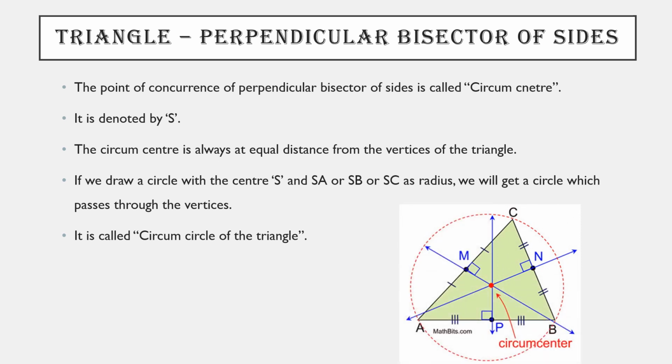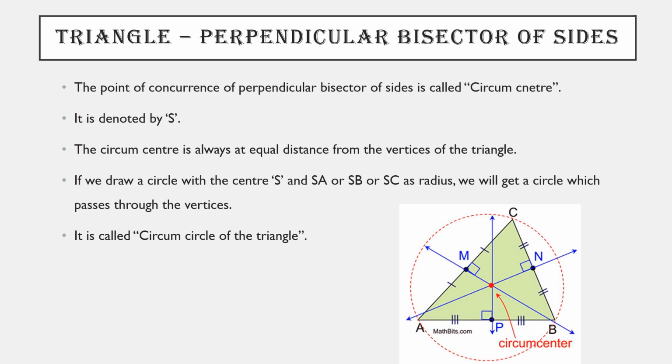Now you can observe the picture. Here the triangle ABC is there. I have drawn the perpendicular bisectors of the sides and all are intersecting at a point. The point, generally taken as S, is called the circumcenter, and SA or SB or SC are all equal. If you take S as the center and SA or SB or SC as the radius and draw a circle, in the picture you can notice that the circle is passing through the three vertices of the triangle. This circle is called the circumcircle.